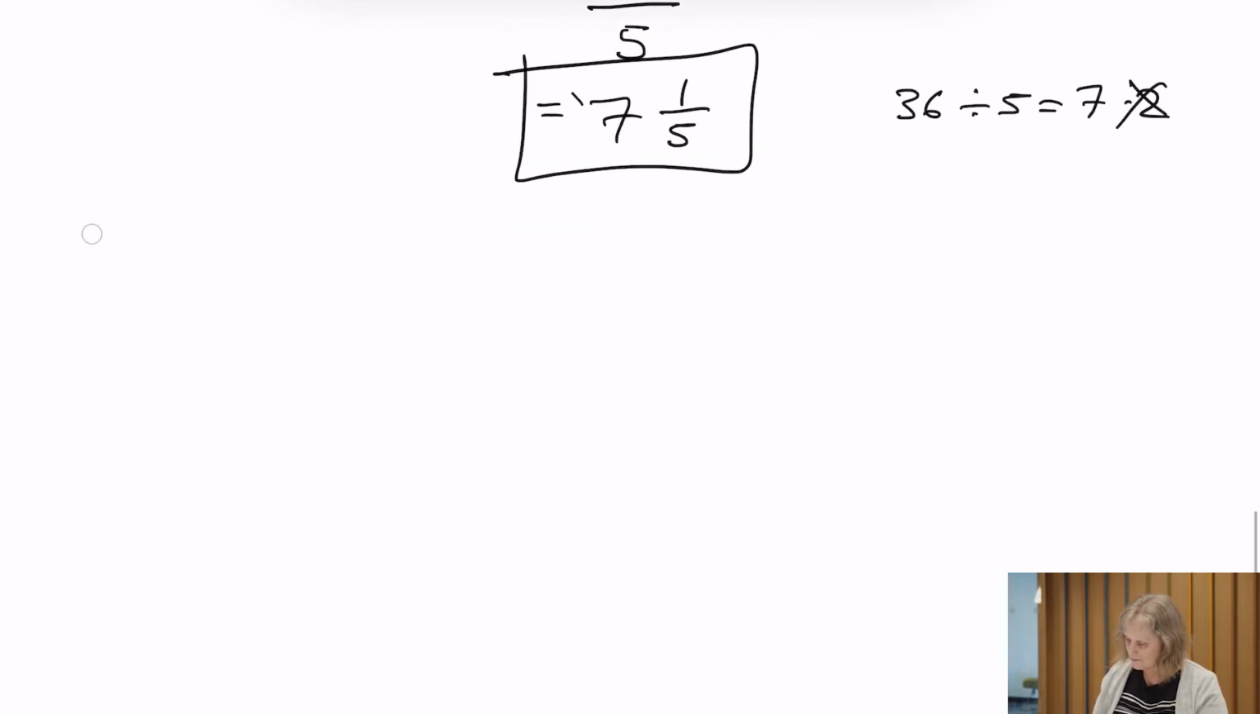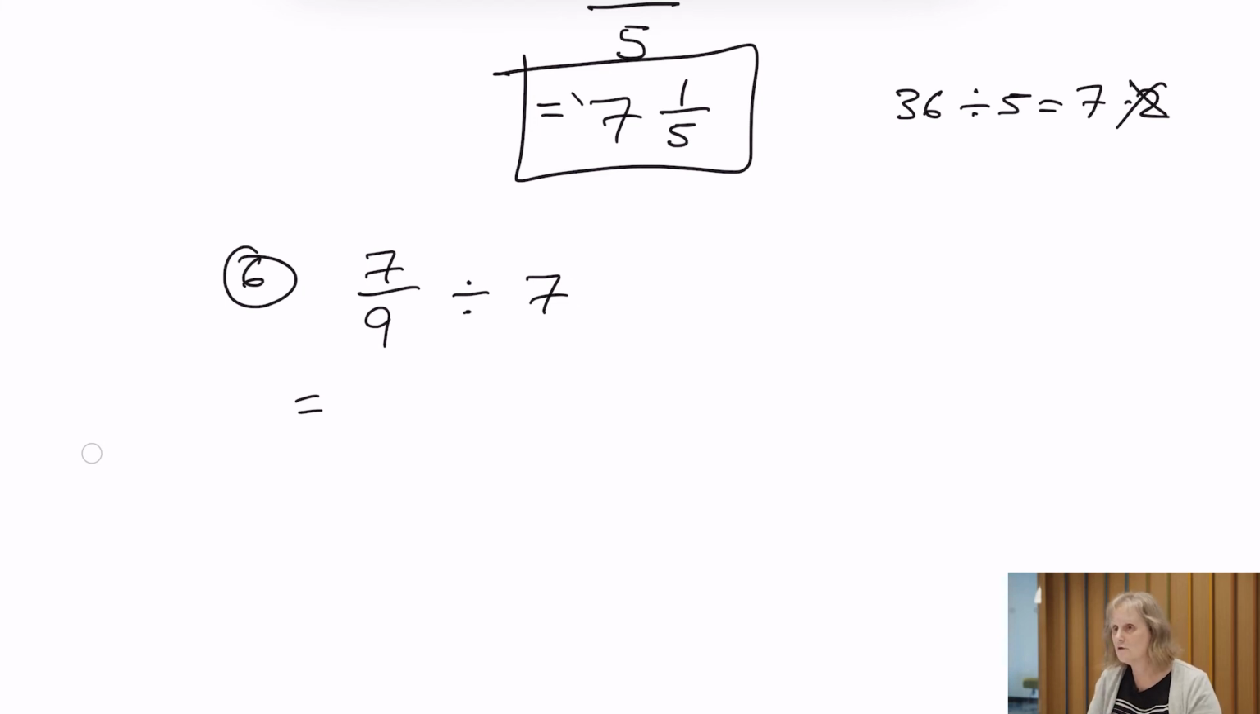So if we actually have a look at the next question, okay, we have 7 over 9, and now we're going to divide by a whole number, 7. Now, anytime that we have a whole number, we can write it in a fraction format by just putting it over 1. So we already have a proper fraction here, we're dividing, and we've got a whole number of 7, so we can just write that with a denominator of 1. 7 over 1 equals 7 as a whole number.